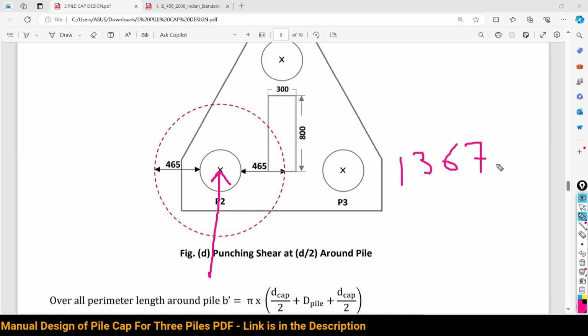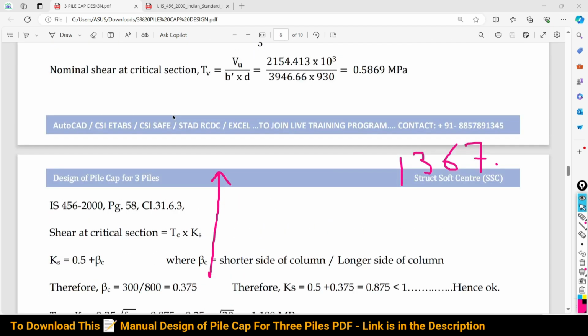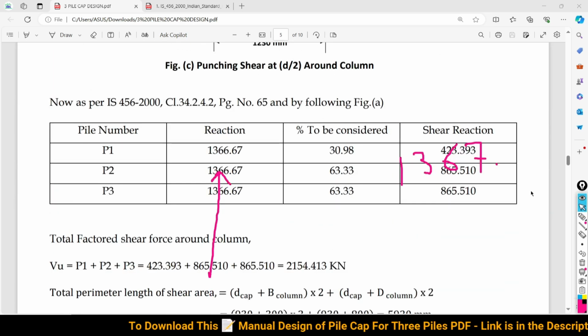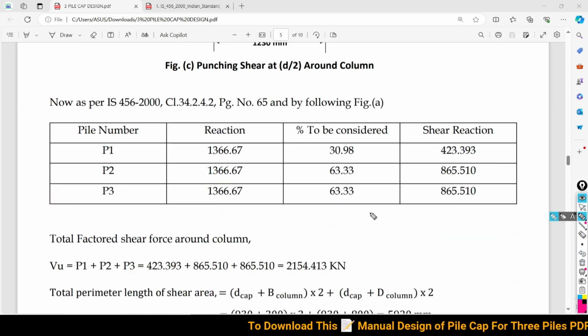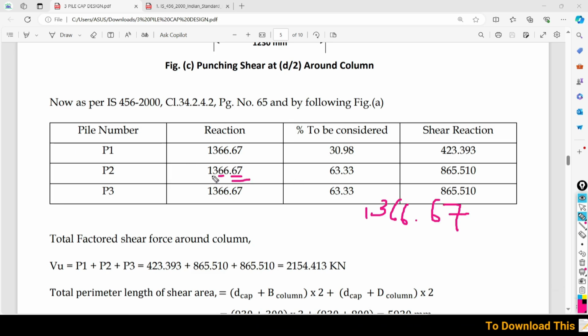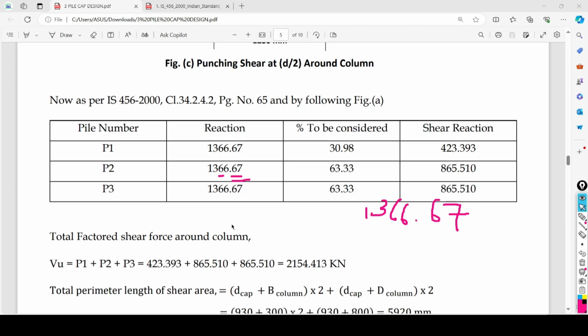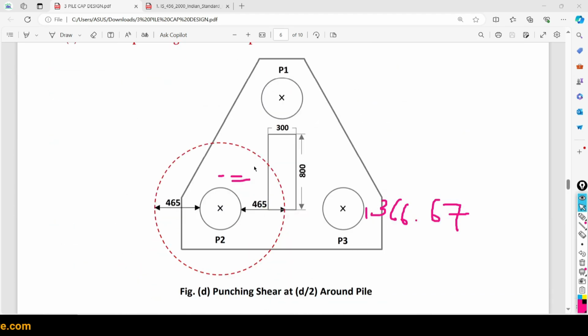1367.33, I think it is. Let me check it once. Yeah, 1366.67. This is the reaction carried by one pile. So you can choose any of the piles. Either you can consider this P2, you can consider this P1, you can consider this P3.